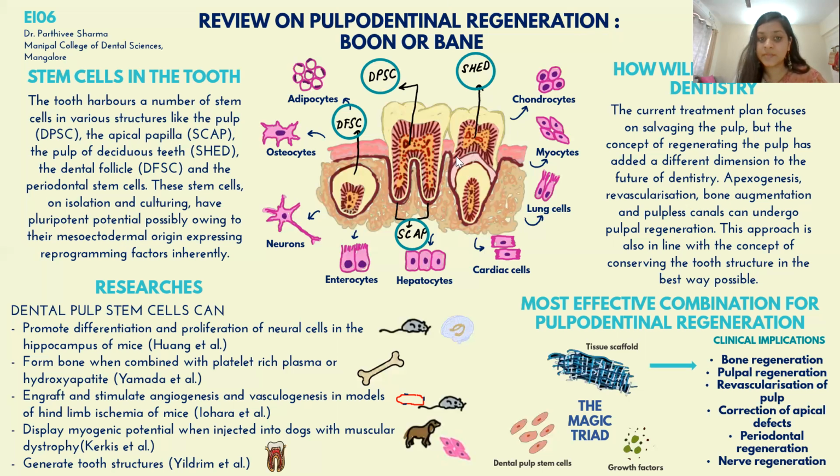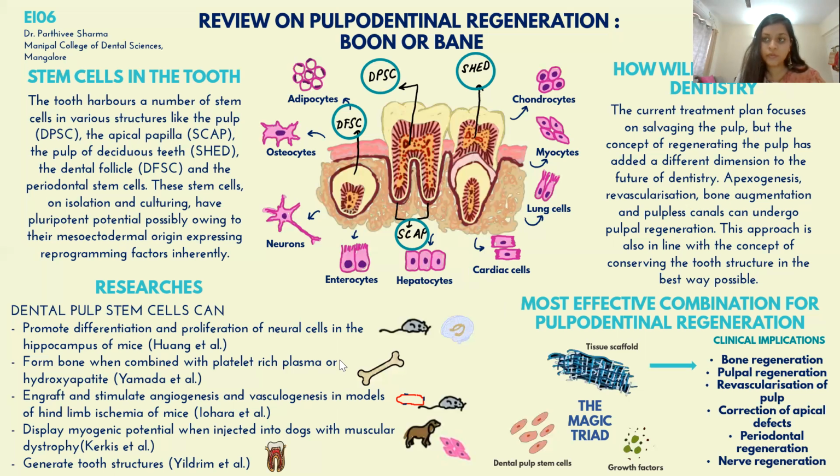Here is a diagrammatic representation of various dental stem cells, the one found in the pulp, SHED, SCAP at the apical papilla, and the dental follicle stem cells. And this histological diagrammatic representation shows the various non-dental tissues that they can regenerate.